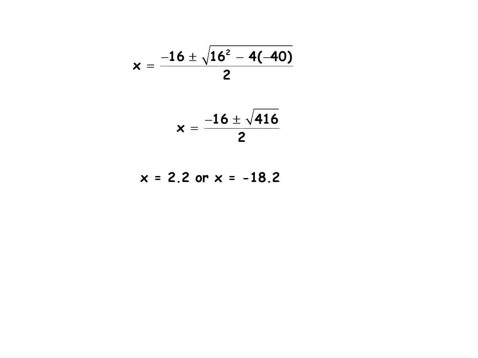And when I simplify it all, I'm going to get X is 2.2 or X is negative 18.2. Now again, because this is a word problem, I'm going to put this in my calculator and simplify it because it wouldn't make sense if I said it was negative 8 plus or minus the square root of 416 over 2 or something like that. That wouldn't make sense. So go ahead and put it in your calculator and get a decimal. Of course, the width cannot be negative, so I'm going to throw away the negative answer and only keep the positive. So the width of the walkway has to be 2.2 feet.